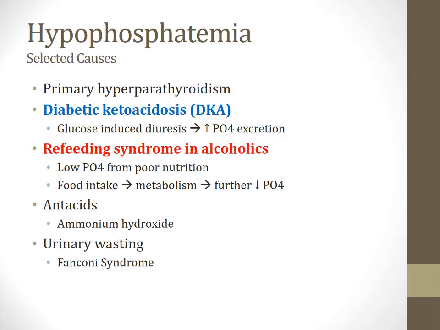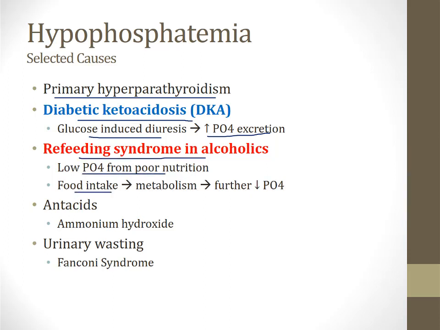I've listed some select causes of hypophosphatemia on the slide. First of all, primary hyperparathyroidism reduces phosphate levels. The next two causes I've bolded because they're very high yield for you to remember. Diabetic ketoacidosis, or DKA, classically leads to hypophosphatemia. That's because glucose induces a diuresis and you lose phosphate in the urine. In addition, alcoholics who have poor nutrition and are admitted to the hospital can develop what's known as the refeeding syndrome. So alcoholics have chronically low phosphate levels from poor nutrition, and when they start to eat food, their metabolism ramps up and this further decreases the phosphate level.